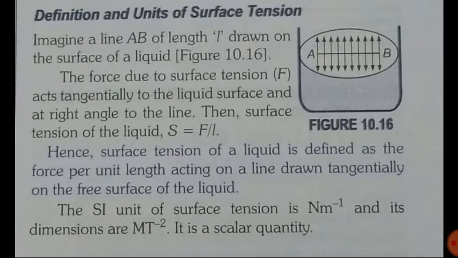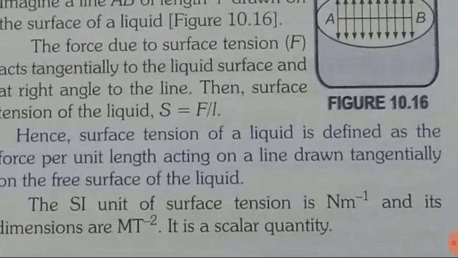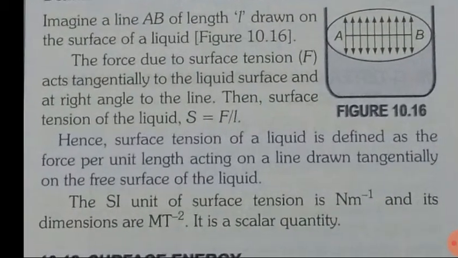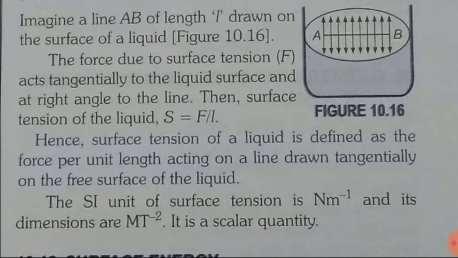So what can be the definition? Here is the definition of surface tension in front of you. Surface tension of a liquid is defined as the force per unit length acting on a line drawn tangentially on the free surface of the liquid. Its SI unit is Newton per meter and its dimensions are MT^-2. It is a scalar quantity. So this is a simple definition of surface tension.